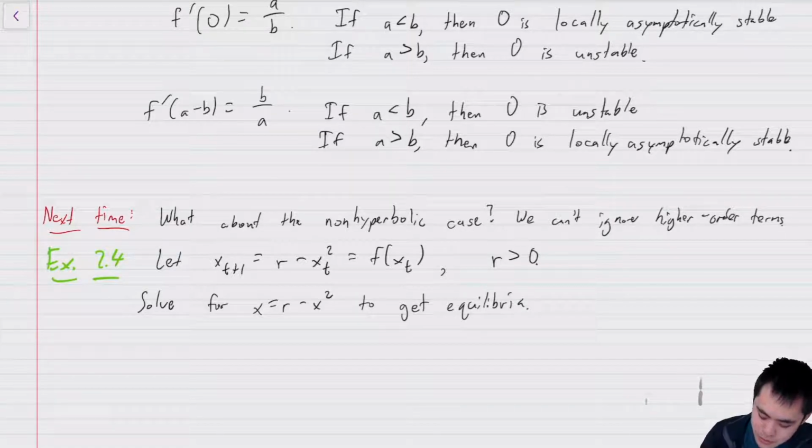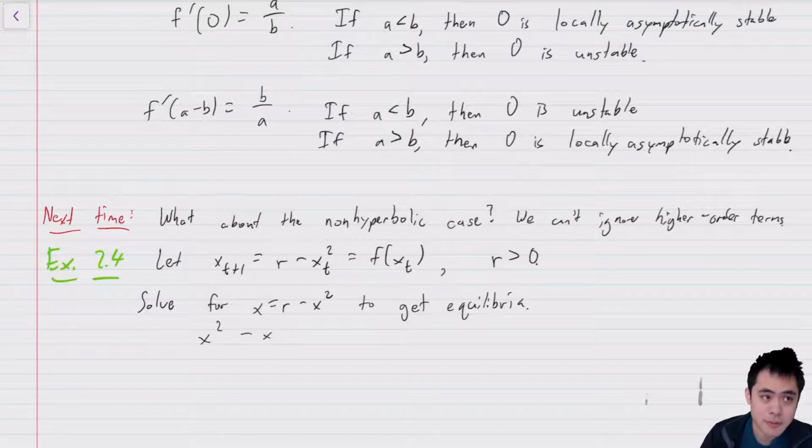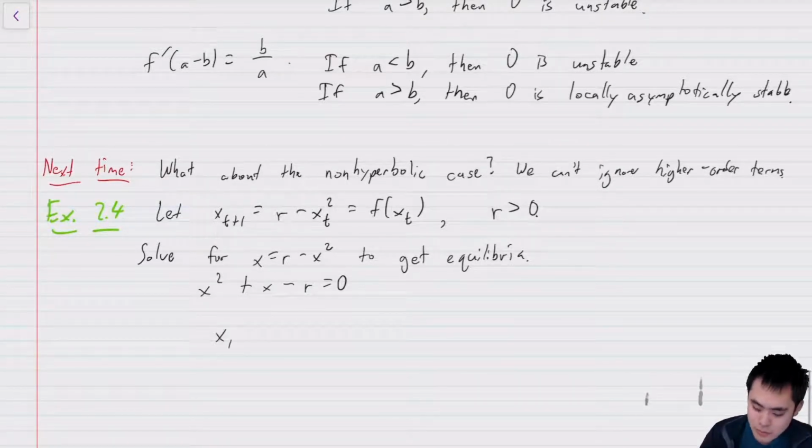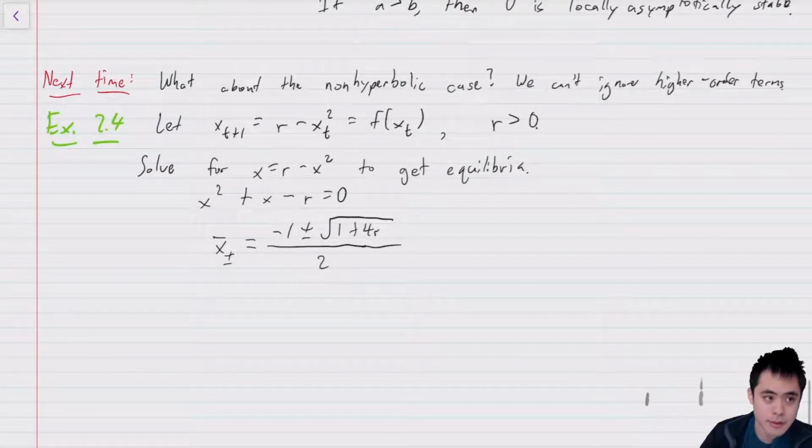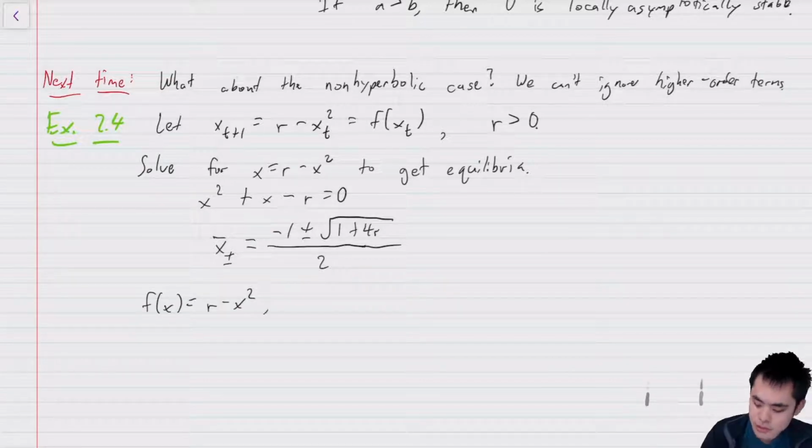Well, that's pretty simple. You just rewrite that as x squared plus x minus r equal to 0. And so by the quadratic equation, we have x minus bar and x plus bar, our two solutions, equal to minus 1 plus or minus the square root of b squared minus 4ac, so that's 1 plus 4r, over 2. Also, we know that our function f of x is equal to r minus x squared, so f prime of x is equal to minus 2x.